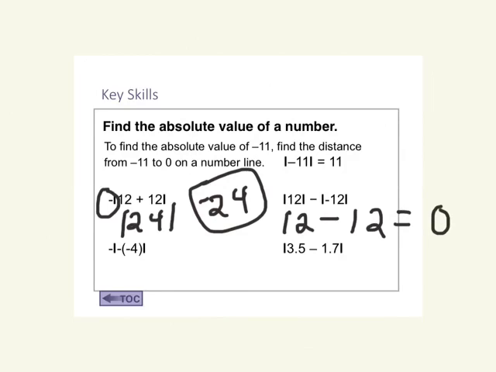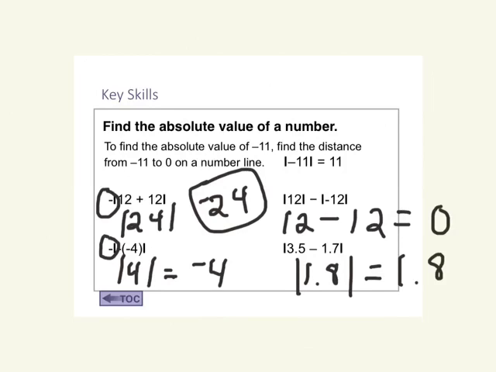Here we have, again, inside the absolute values, the opposite of a negative 4 is 4. Then the absolute value of that is equal to 4. But then I have that negative on the outside again, so that becomes a negative. So I get the opposite of the absolute value of the opposite of a negative 4 is a negative 4. And again, here we must do what's inside. 3.5 minus 1.7 is 1.8. Notice we do that first. We don't worry about anything with the absolute value yet. Now we take the absolute value of 1.8, which is 1.8.